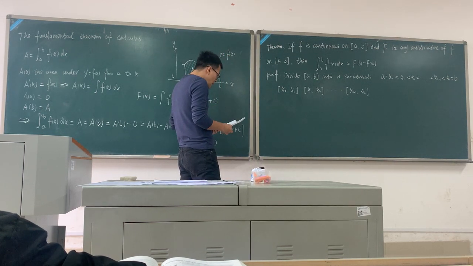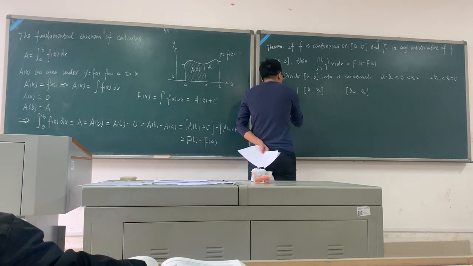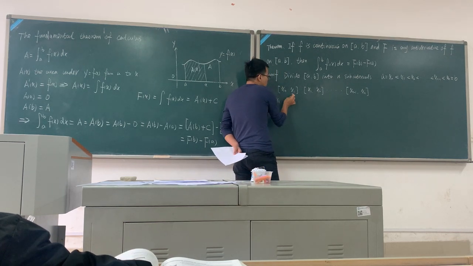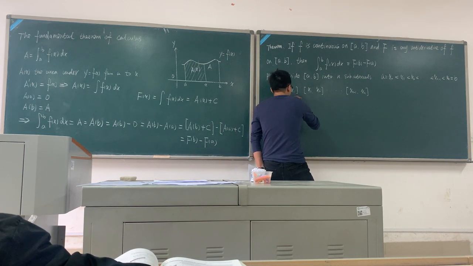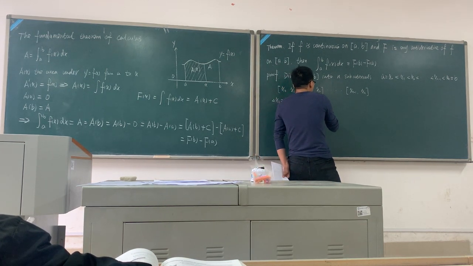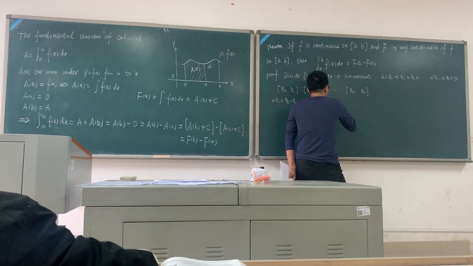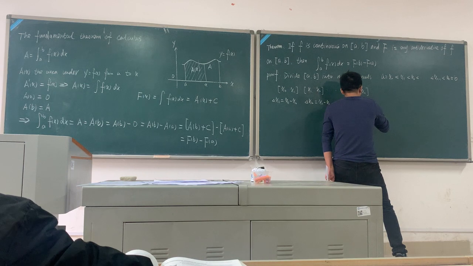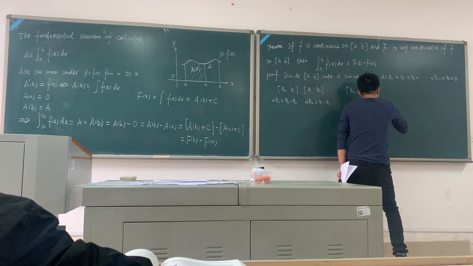Now we denote the widths of each sub-interval. The first is delta x1, the width of the first sub-interval, equal to x1 minus x0. The width of the second interval is delta x2 equal to x2 minus x1. The width of the last sub-interval is delta xn, equal to xn minus x(n-1).